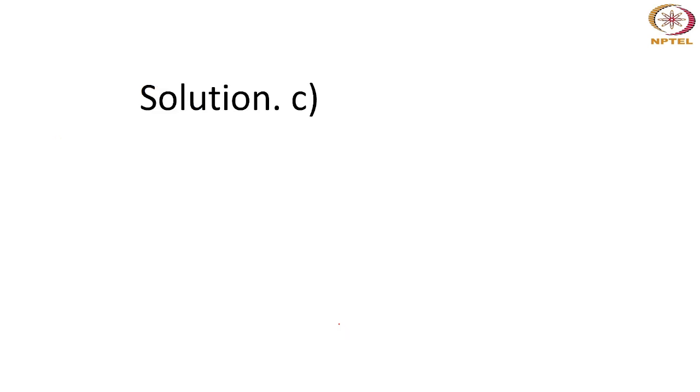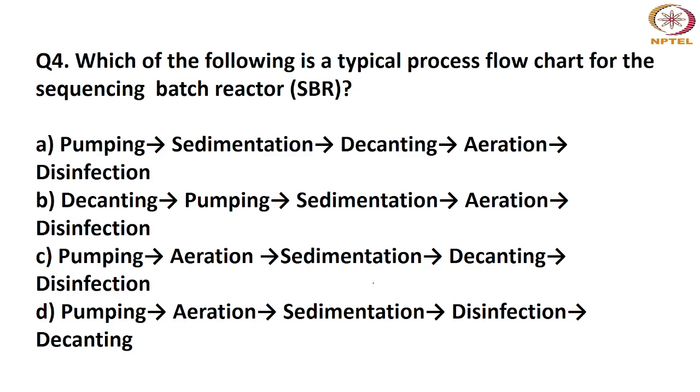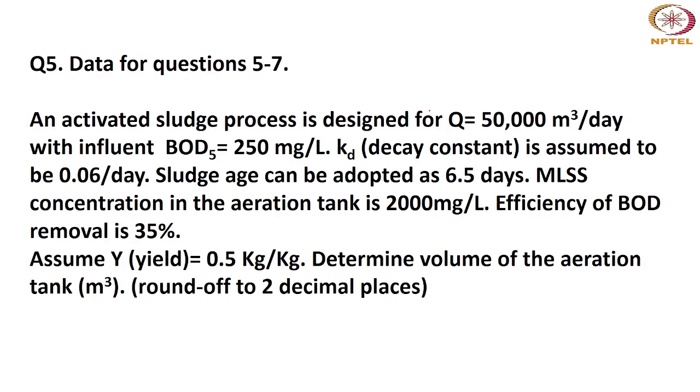So yes, C is the correct answer because you can see that here, first we are pumping into the reactor, then we are aerating. After that, we are going for the sedimentation. Here the sedimentation is there, and we are decanting the liquid from here. So that is the way decanting. After this decanting, we can go for the disinfection. So that is the process. Very simple. So we'll go for the next one, a numerical type question.